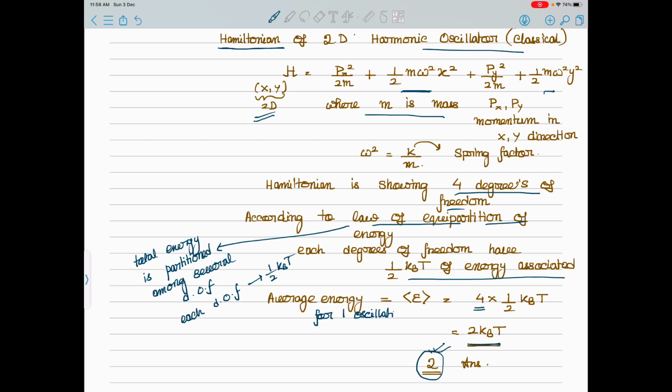This is a numerical answer type question. What we have done here is write the energy, and we have seen that there are 4 degrees of freedom if we restrict it to two dimensions. The kinetic energy part gives 2 translational degrees of freedom, and the potential energy also gives 2 degrees of freedom, so that gives a total of 4. Using the law of equipartition of energy, the average energy per oscillator comes out to be 2 kBT. So 2 is the correct option because the answer was 2 kBT. Thank you.